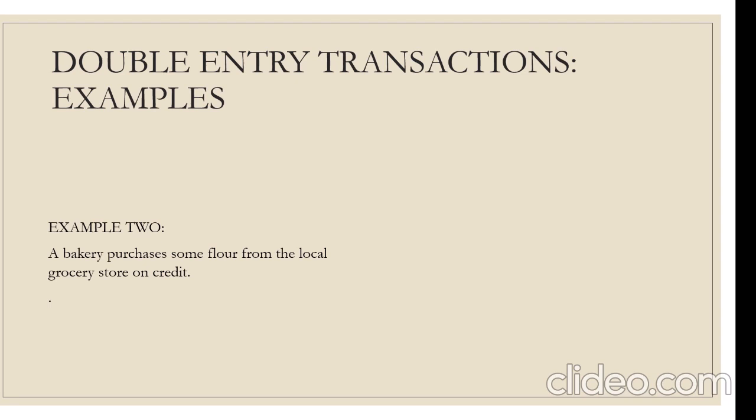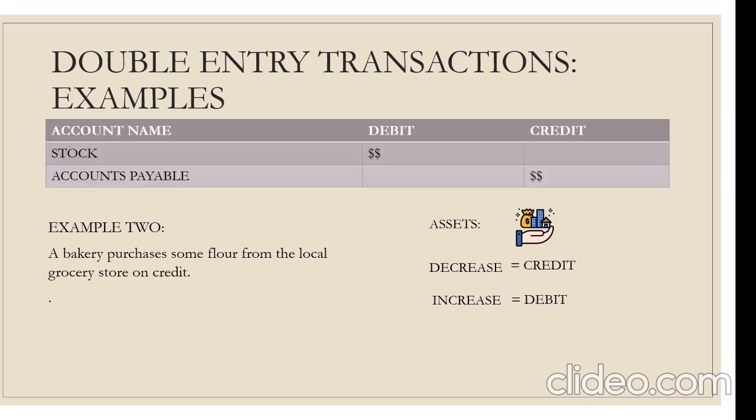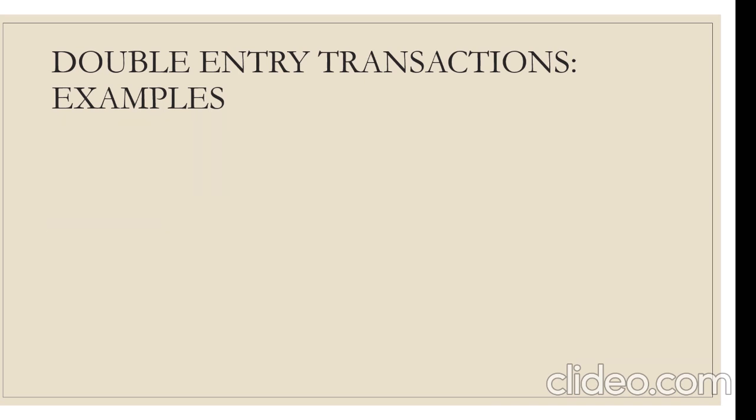So journaling for the bakery, let's go back through the steps. Step 1. Identify the asset, liabilities, and capital accounts. The flour purchased represents the asset, stock. And the grocery store is now an accounts payable, a liability. Step 2. The flour is now a part of the bakery's inventory or stock and is increased, and the grocery store debt has now increased also. Step 3. Inventory or stock increasing equals a debit and the accounts payable, grocery store, increasing equals a credit. Let's look at one more example.